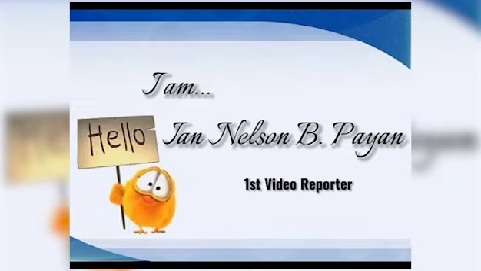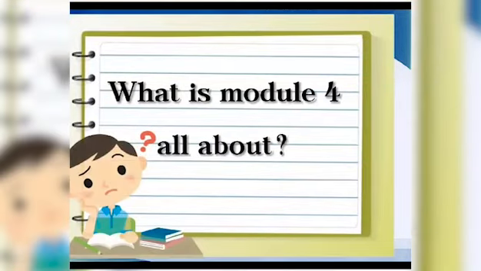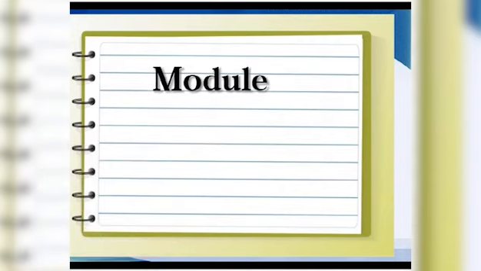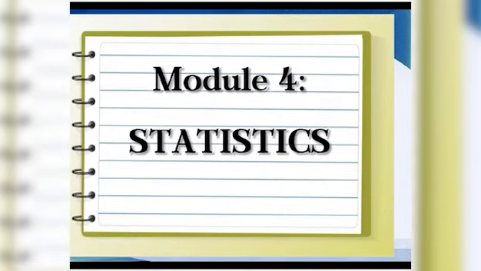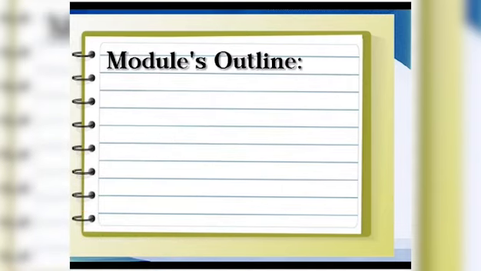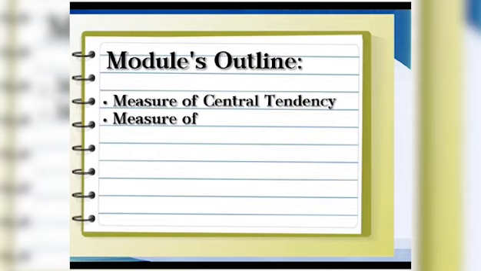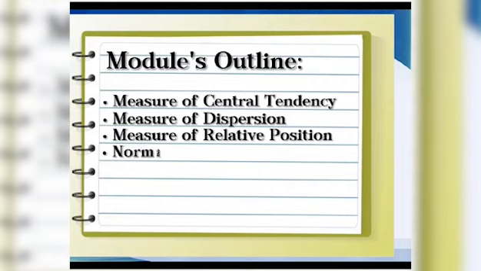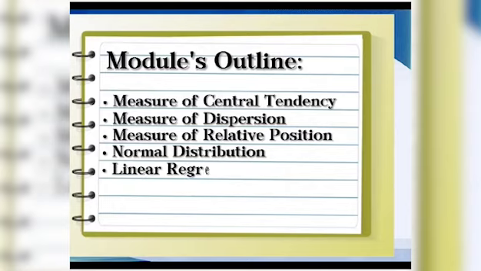Before I start my part, I would like first to introduce what Module 4 is all about. This module tackles statistics, and the lessons covered in this module are measure of central tendency, measure of dispersion, measure of relative position, normal distribution, and lastly but not the least, linear regression and correlation.